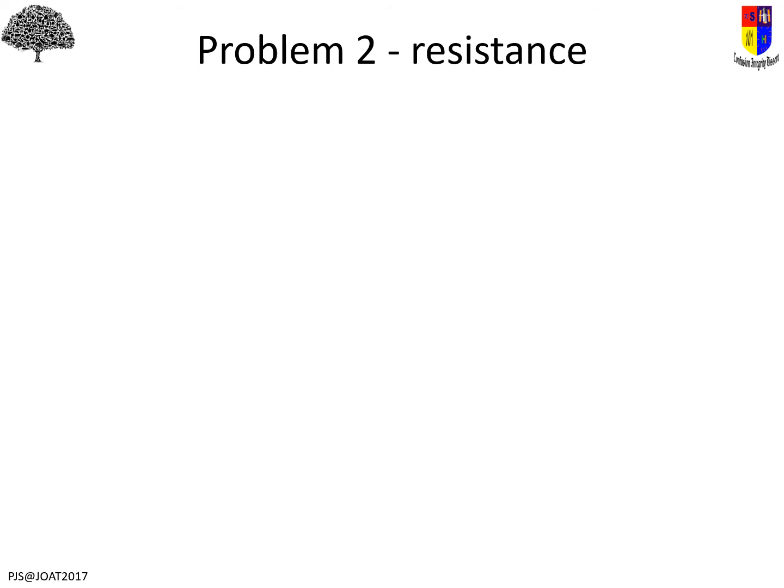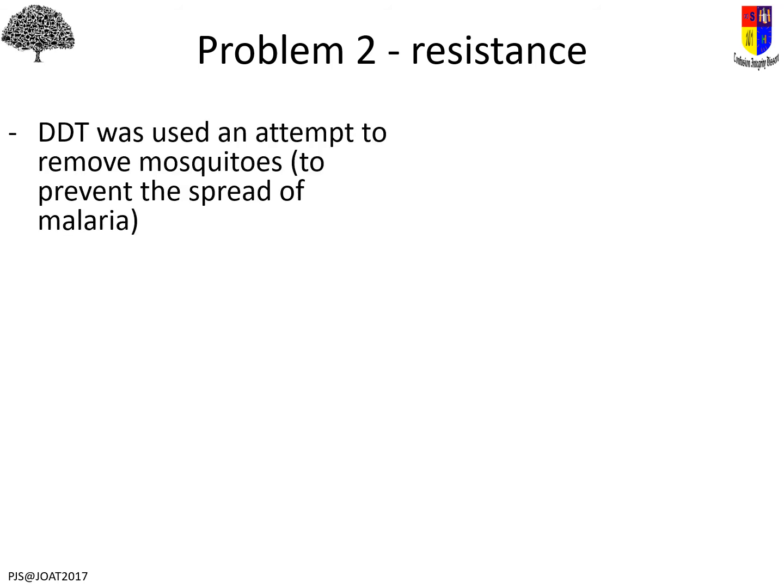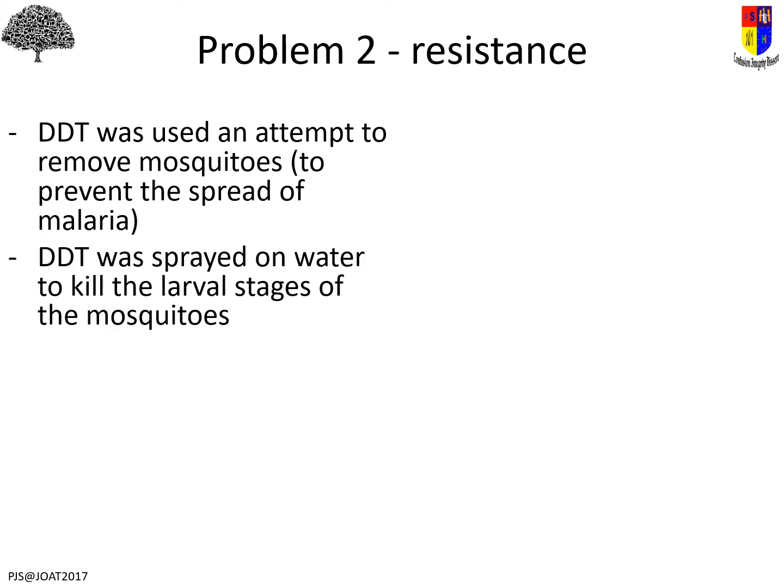Okay, so the second problem with DDT was actually something called resistance, which we're going to look at in a little bit more detail in the key area on evolution, but I think it's worth putting in here so we've got a context. So we used it to try and remove mosquitoes because this is a problem. A huge number of people are affected by this. So you sprayed it on water, trying to kill off all the larval stages of mosquitoes. And that was really quite effective.